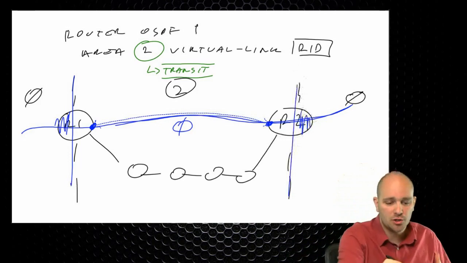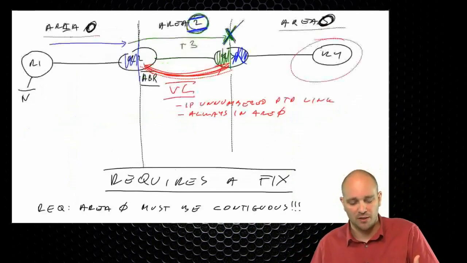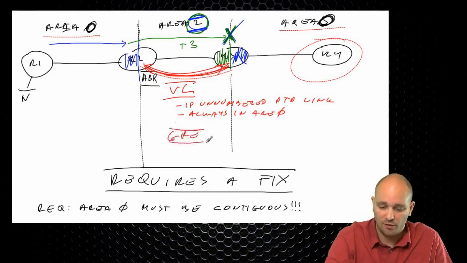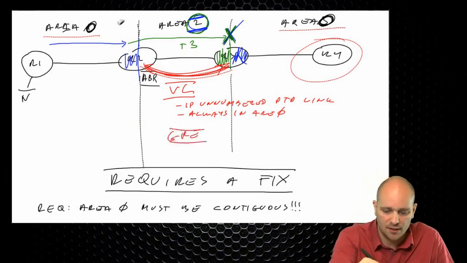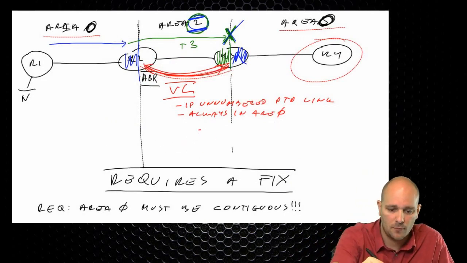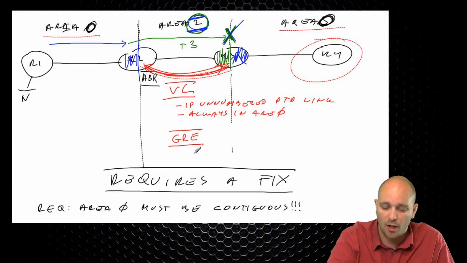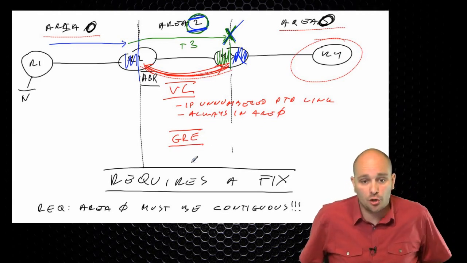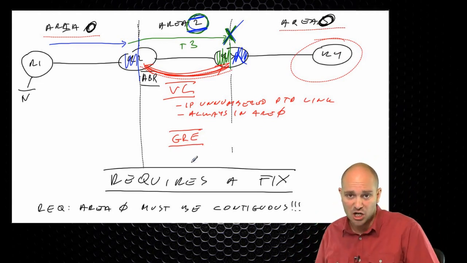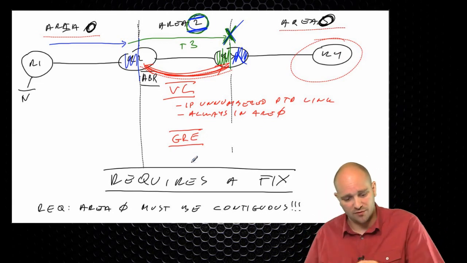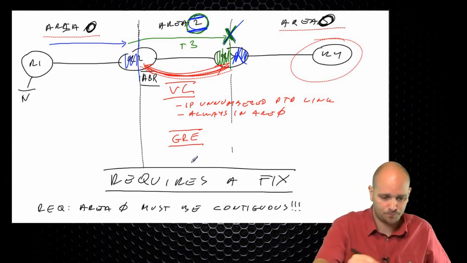Now, another solution that you can use, and I'm not going to spend too much time on it, is that you can actually use a GRE tunnel for the same purpose. With a GRE tunnel, you are not restricted to it being unnumbered. You can put IP addresses on the interfaces. But if you decide to use the virtual link, this is what happens.